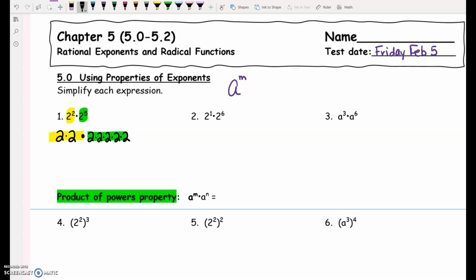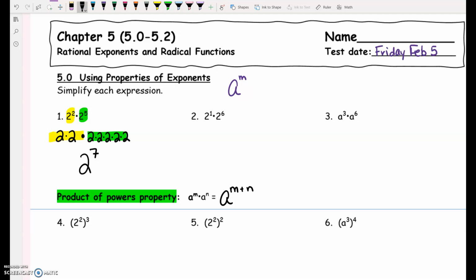If I have 2 factors of 2 multiplied with 5 factors of 2, how many 2's do we have there? 7. We have 7 factors of 2. 2 to the 7th means 7 factors of 2 are being multiplied together. A wonderful student in my class said, so can we just add 2 and 5? Yes, that's kind of the point. The product of powers property says if you are multiplying with the same base, all you're really doing is adding those exponents together.